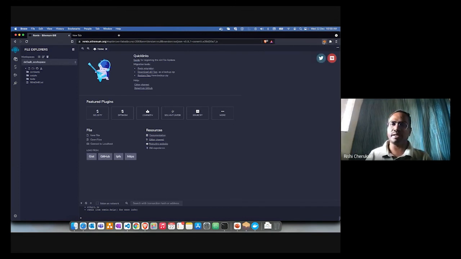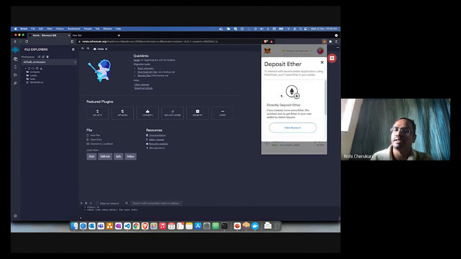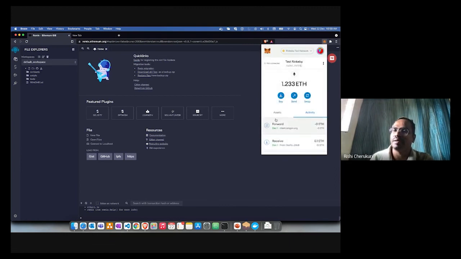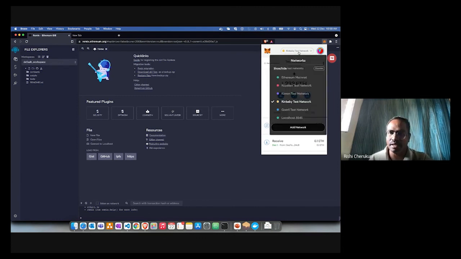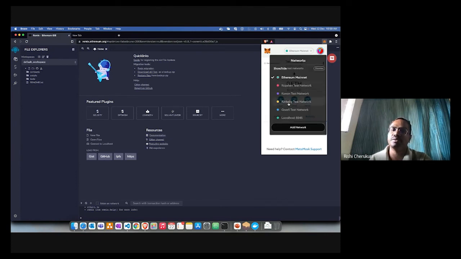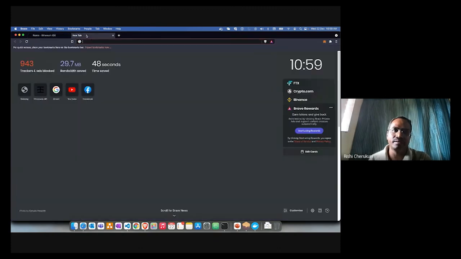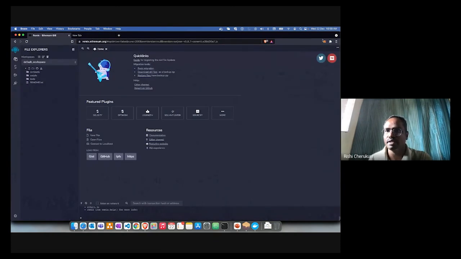It's a browser plugin. It usually works with Chrome-based browsers. You can buy or sell, but you don't really need to spend real money on it. This is what is called the Ethereum mainnet. You can switch to Rinkeby, you can switch to Kovan. All of these are test networks.